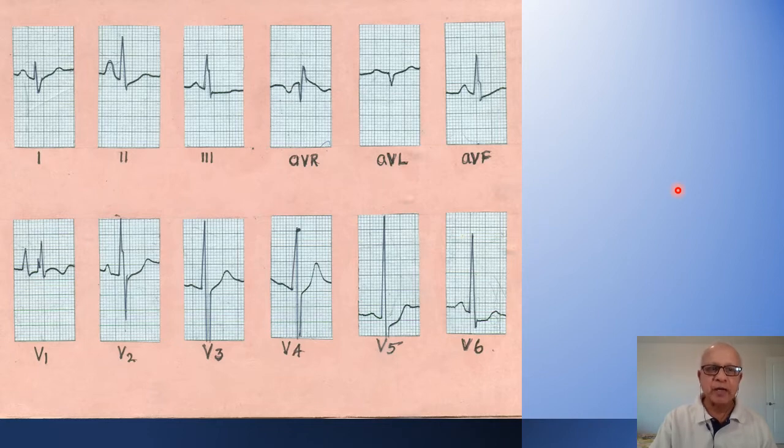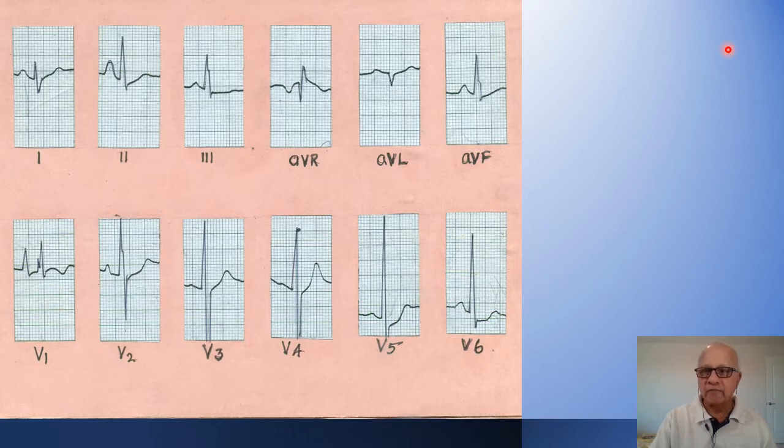Now the next point is, if you look at the R wave in V1, it shows a notch in the upstroke. It's tiny, but it is not wide, and the R wave is 10 millimeters in height. It is narrow. This is due to the right ventricular hypertrophy. So this patient also has RVH.